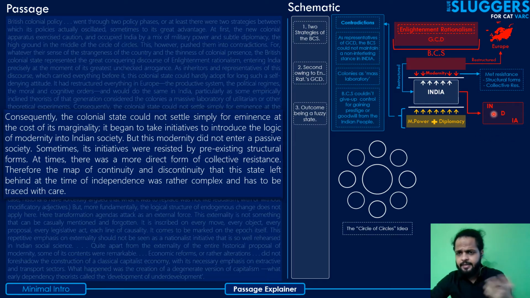So once they left India in this kind of a state, which is a very complex state, it should be traced with care. So that's what the author means to say here.